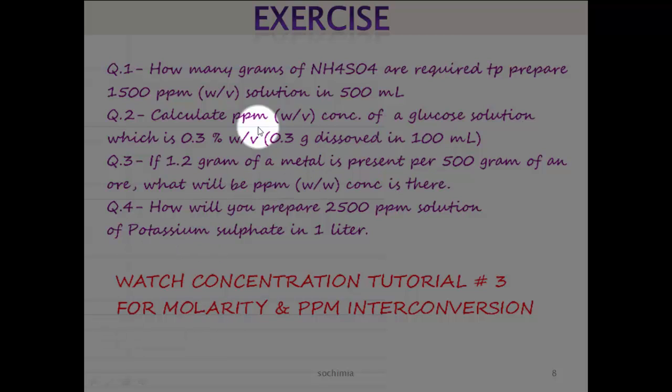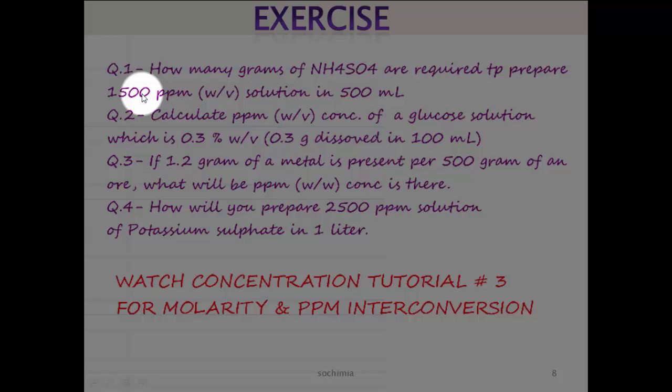Here are some practice problems for you, and these are 4 problems you can do at your home, keeping those formulas in context and practicing these. For example, the first question is: how many grams of ammonium sulfate are required to prepare a 1500 ppm weight by volume solution in 500 ml? So volume is 500 ml. Mass in grams needs to be calculated.